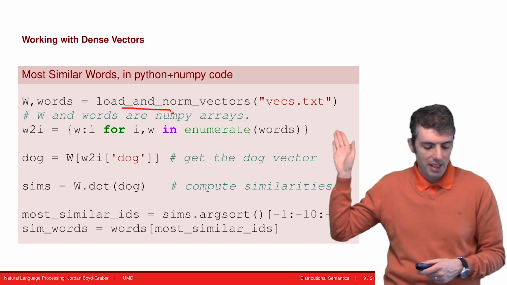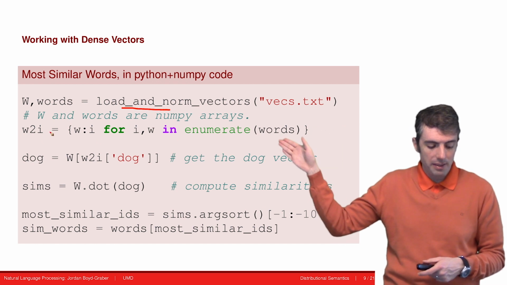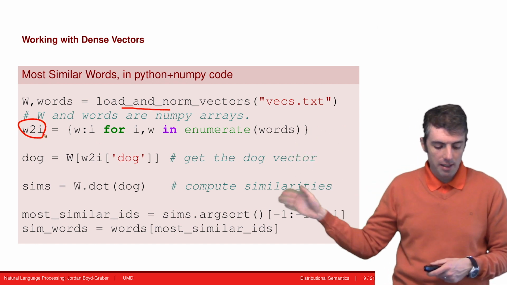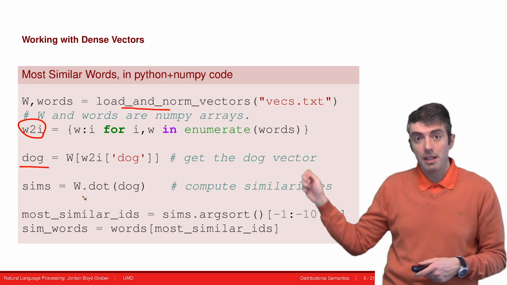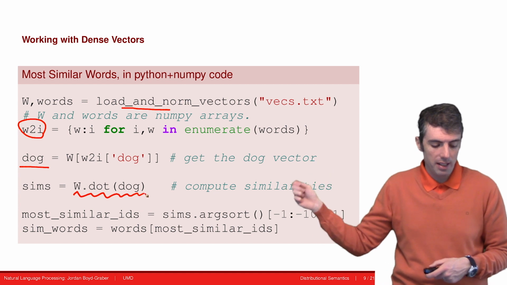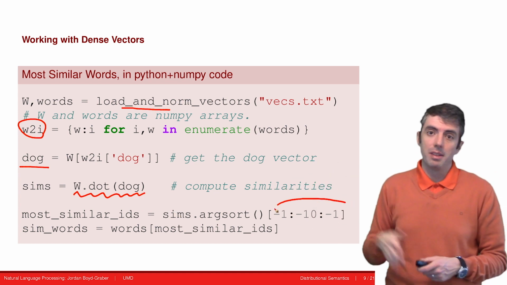You can create word representations for each word, and then find out what vector corresponds to dog. Then take the dot product of your big word matrix with dog, and then find what words are most similar.